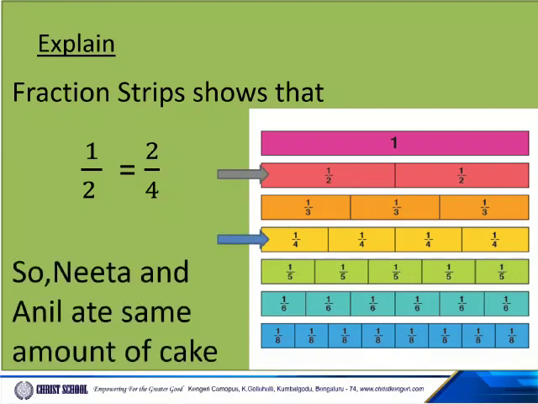So Neeta and Anil ate the same amount of cake. Neeta ate 1 by 2. Anil ate 2 by 4. 2 by 4 is further simplified: 2 ones, 2 twos. So it is equal to 1 by 2. So Neeta and Anil ate the same amount of cake. So fractions might be different, but the value is the same. When the fractions are different and have the same value, they are called equivalent fractions.